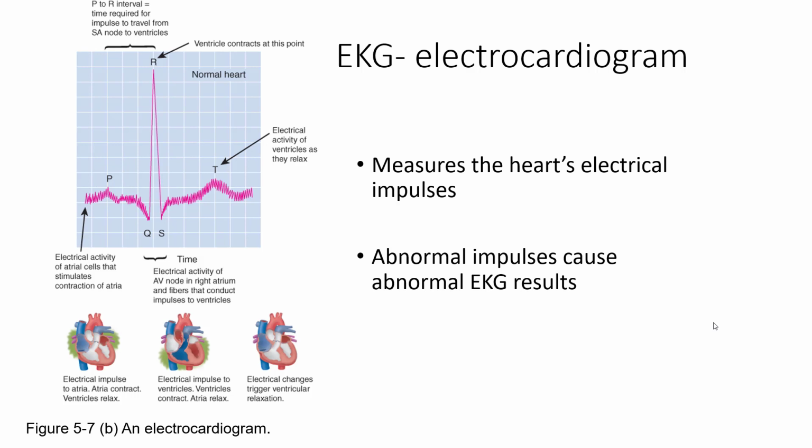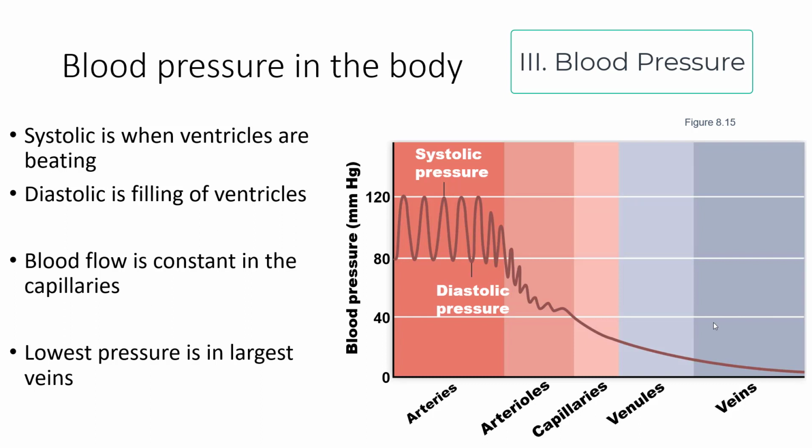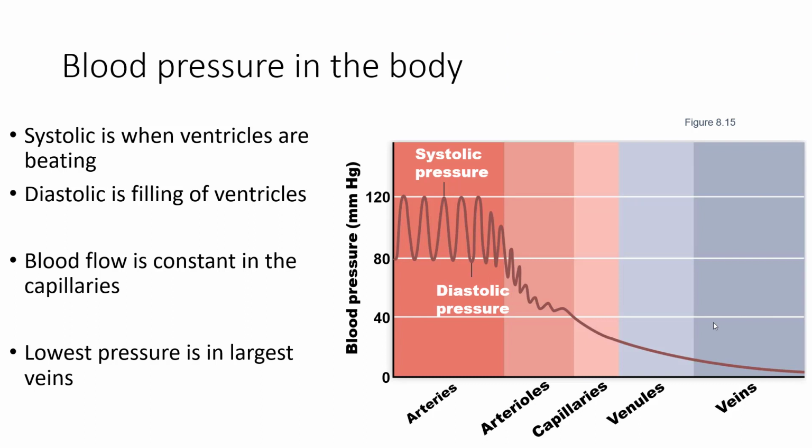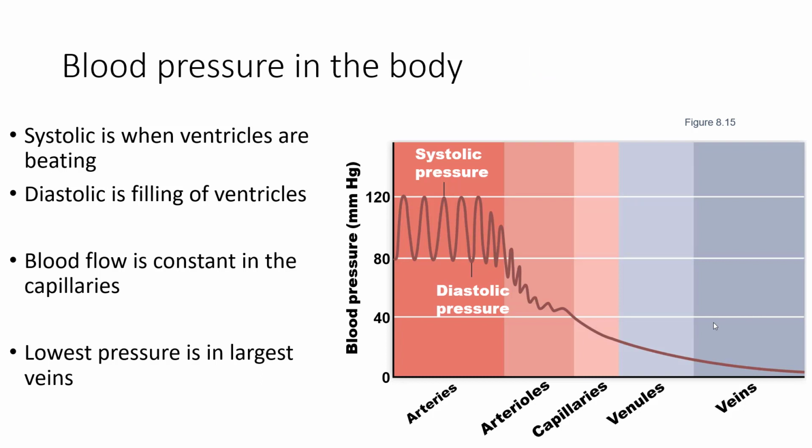If you see abnormal impulses, you'd see abnormal EKG results. And there's a whole slew of these that you will get to learn in another class if that's relevant to your job. What is definitely relevant to your job and to life in general is blood pressure. Now, you've seen that with blood pressure, you have two numbers, and one is your systolic number, and that is when your ventricles are beating and pushing blood out of the ventricles into the systemic circuit.